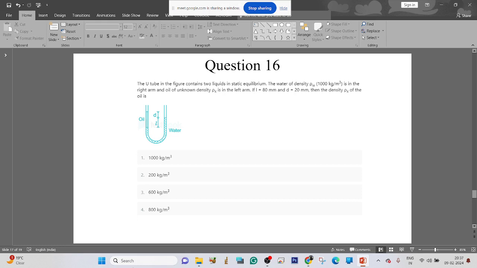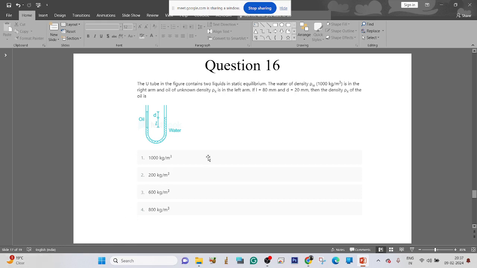So pressure at A: density of oil, g, into D plus L, is the length, because it is D plus L down. This is equal to P at point B. So B we are taking as the second point, plus density of water, g. Both of them are at atmospheric pressure, so this will get cancelled out. So density of oil is equal to density of water g L upon g into D plus L. So g will cancel out. If you put everything, it will be 800 kg per meter cubed.